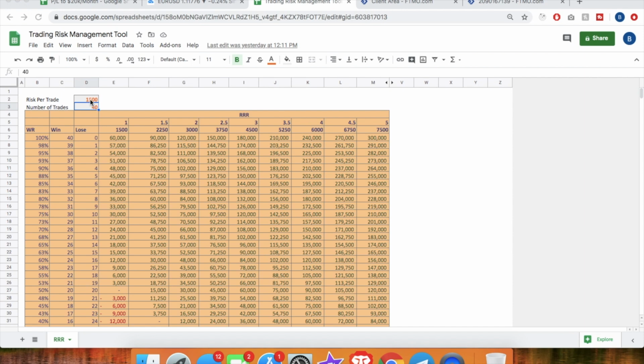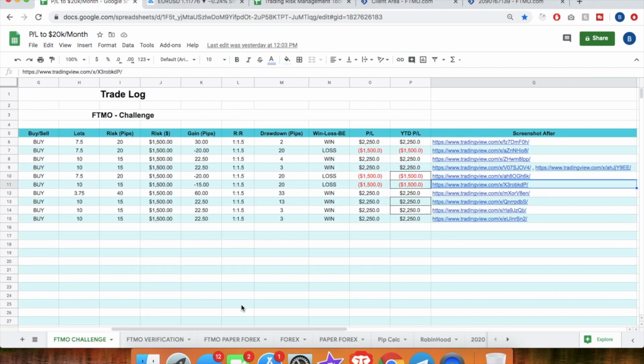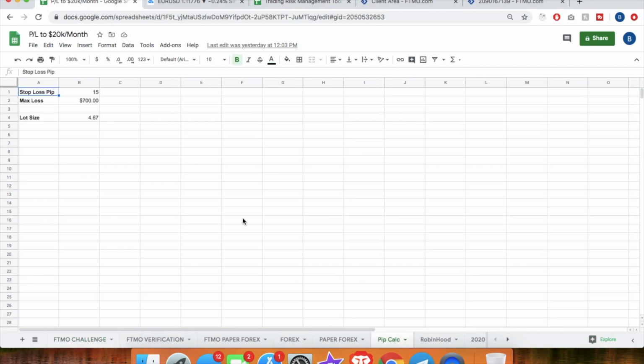If I'm risking $1,500, I have this little calculator that I made for myself. Basically, it just multiplies these for you and determines the lot size for you. So if I'm risking $1,500 on my account, and if I'm using a 15 pip stop loss, I take 10 lot size on this trade. If it is 10, I'll use 15. If I'm risking 20, I'll use 7.5. So you get the gist of that.